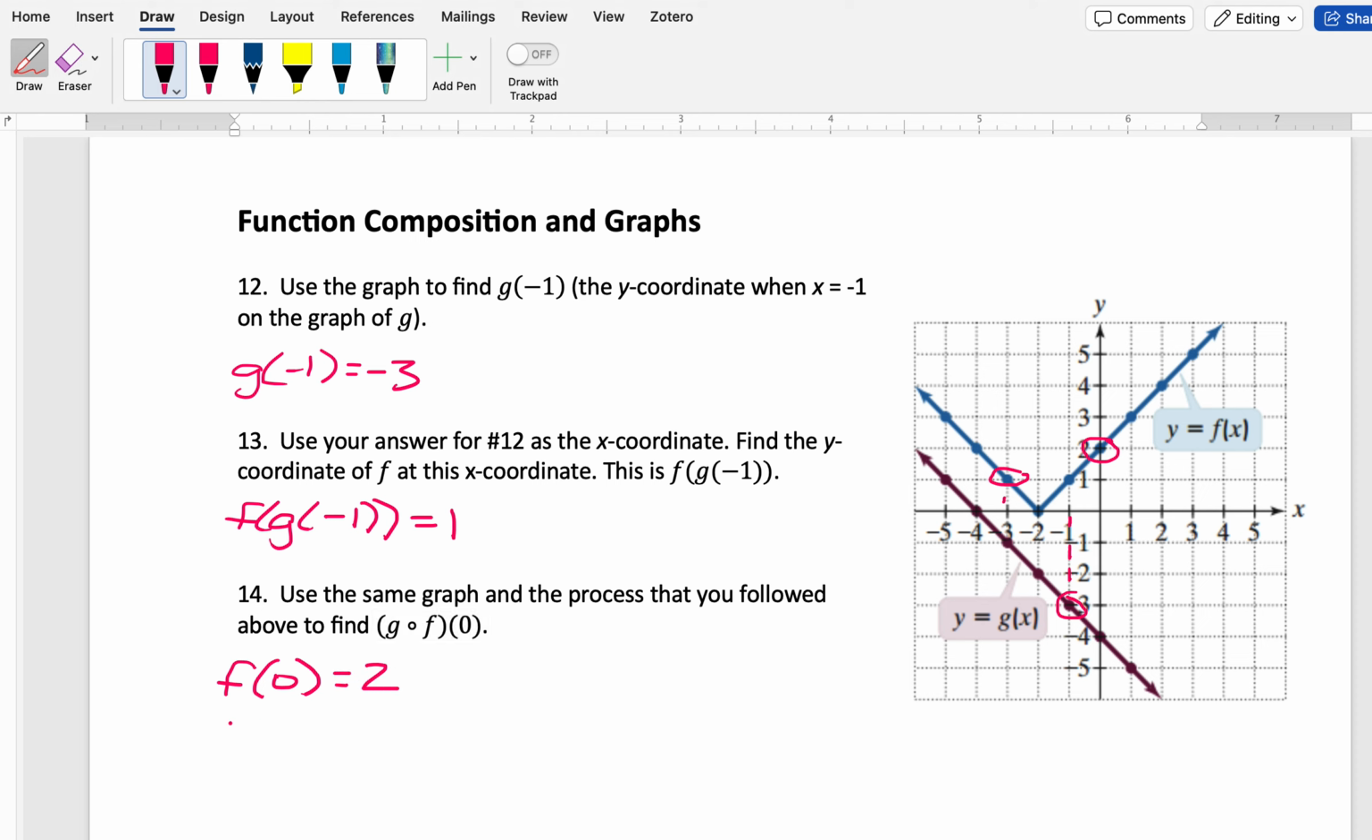Now we take that point, we're going to use the g function, and that's going to be our x-coordinate. So g of 2. G of 2, find 2 on the x-axis. Going down on the g function, it's right on the edge here. It's this point right here. That's going to be -6. So -6 is going to be my answer.